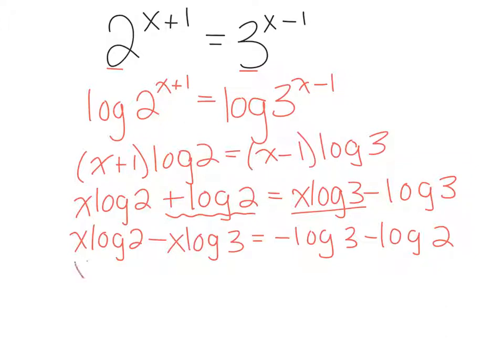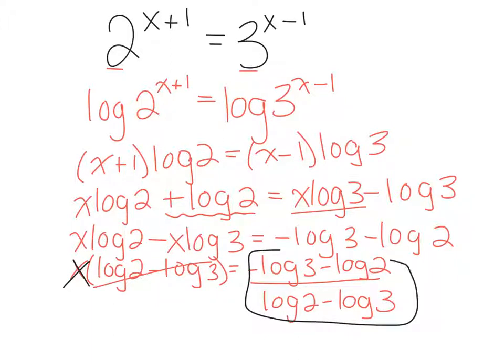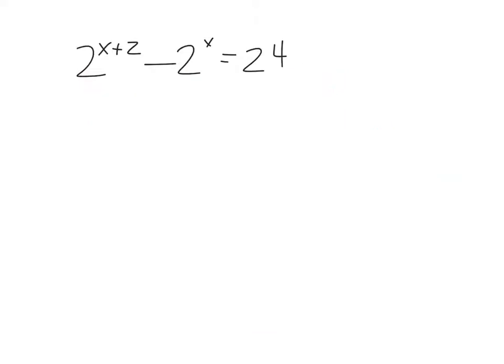So now I'm going to factor out an x. So I have x times log 2 minus log 3 equals negative log 3 minus log 2. And I'm going to divide both sides by log 2 minus log 3, because that's what I want to get rid of here. So my final answer is x equals this whole thing here, which you can solve. It'll be a decimal, or you can leave it in that form.